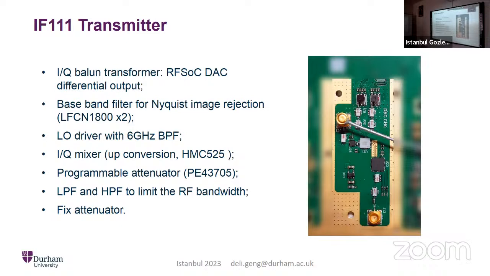For connecting this RFSoC hardware to the MKID sensor, firstly there needs to be some kind of driving signal, and this part converts the baseband driving signal to radio frequency. At the beginning, there's a balun filter converting from the differential signal to a single-ended signal. And then there's a low pass filter. The low pass filter removes the Nyquist images from the DAC output. If people are interested, later on we can talk about why this is important.